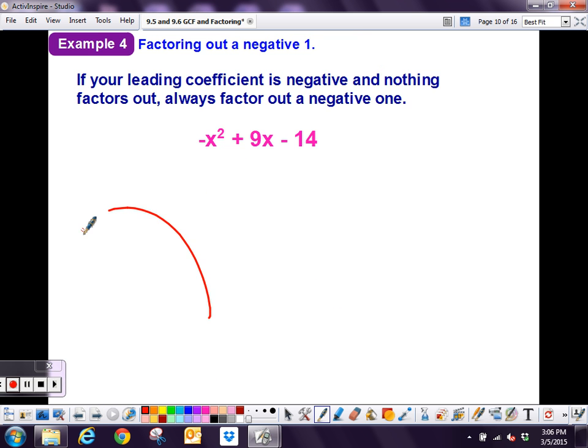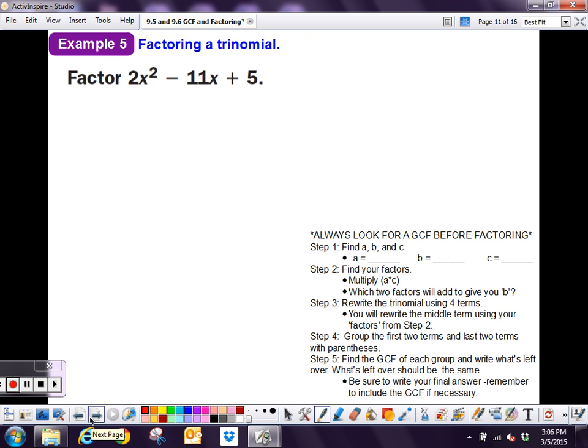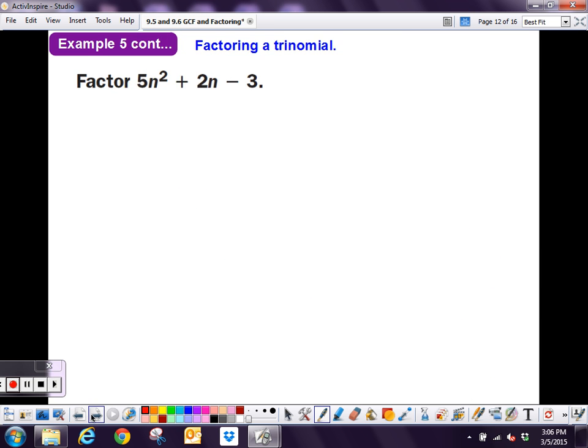Okay, we are going to skip this. And because I want y'all to have enough time to work, we're going to go ahead and skip this. And this.